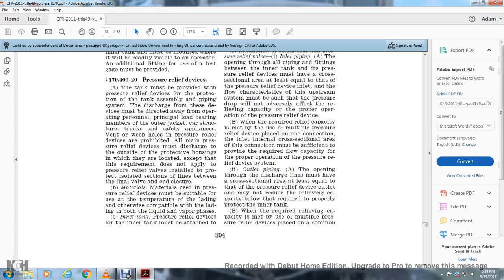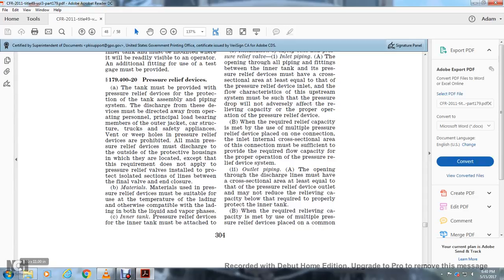All main pressure relief devices must discharge outside of the protective housing in which they are located, except that this requirement does not apply to pressure relief valves installed to protect an isolated section of the lines between the final valve and the enclosure. The materials used in the pressure relief device must be suitable for use at the temperatures of the lading and otherwise compatible with the lading in both liquid and vapor phase.